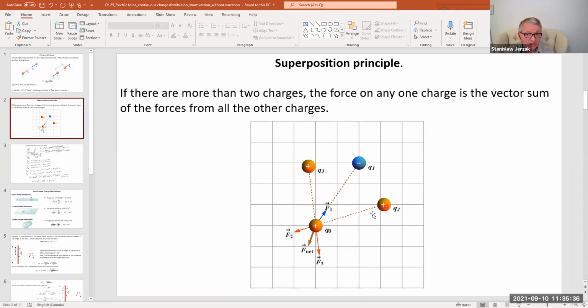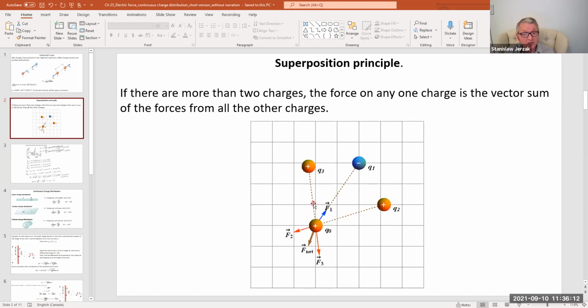Then Q2 is repelling Q0 because both are positive. That's the red vector, F2. And at the same time, Q3, which is positive, repels Q0 in this direction, F3. And the total force acting on Q0 is the vector sum of F1, F2, and F3. So you have to add these three vectors, and normally you do it by decomposing F1 into X and Y components, the same with F2 and F3, and then you deal with components, as you will see on the next slide. So we use the superposition principle.